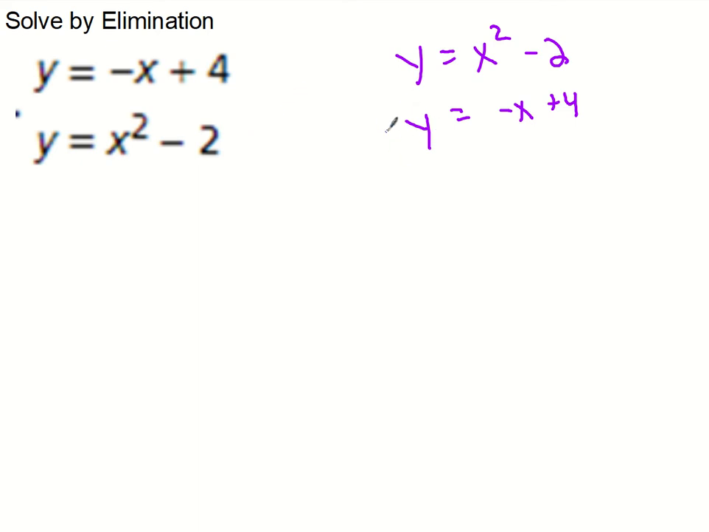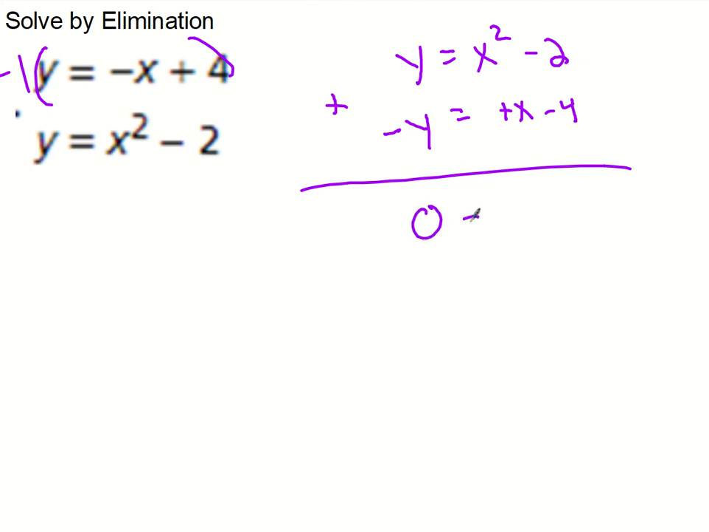I'm going to multiply all of this by -1, so that means I'm going to switch all of the signs here and make this one a -4. So what I did here is I multiplied all of this by -1 to get this. Now I can add these together. y minus y is 0, x squared, and then I have positive x minus 6. So now I eliminated the y variable.